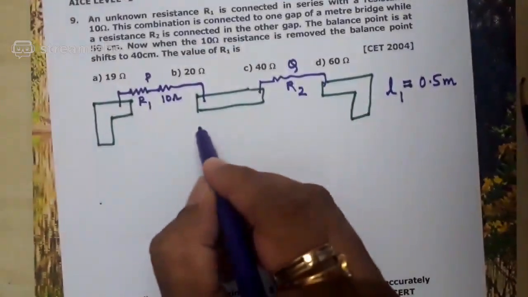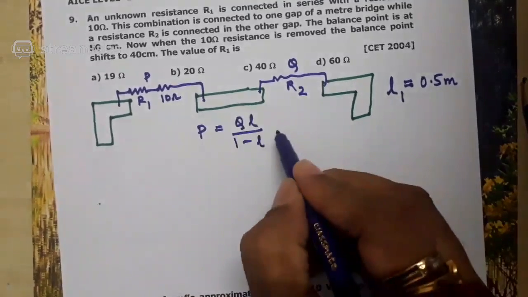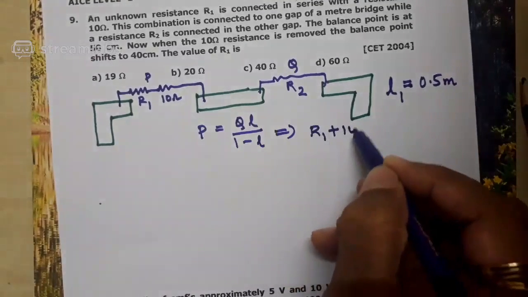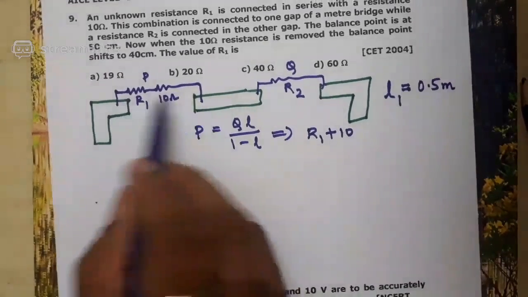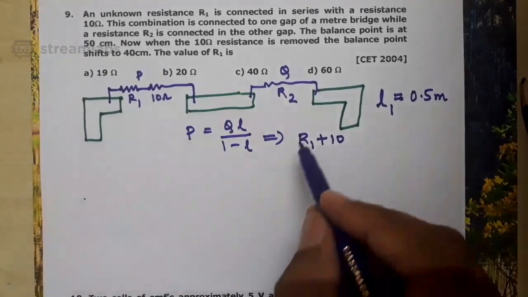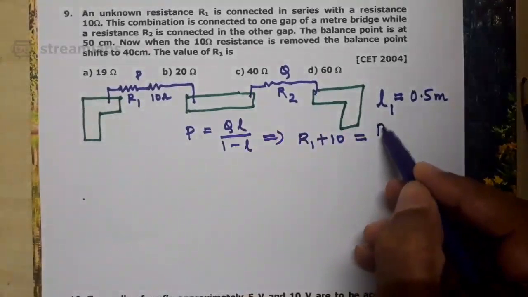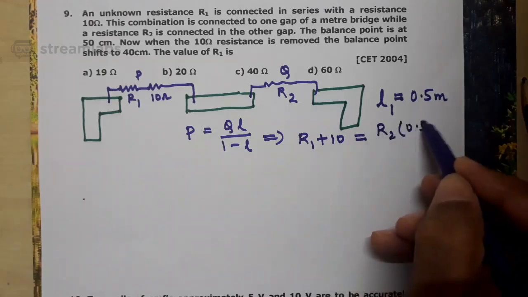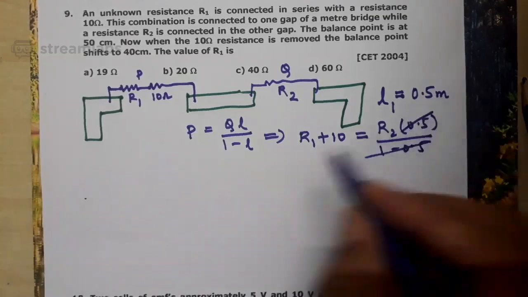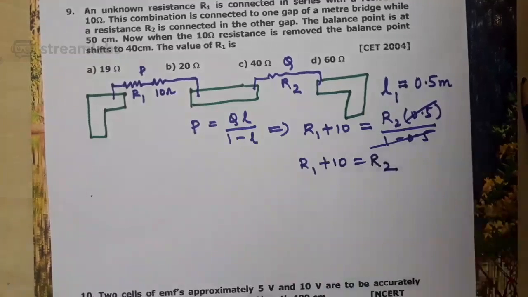Or you can use the formula, I don't mind. P is equal to Q into L by 1 minus L, which implies, what is P? It is R1 plus 10, because P is nothing but effective resistance of the left gap. R1 and 10 ohm are connected in series, no. R1 plus 10 is equal to, what is Q? Q is R2, balancing length is 0.5 by 1 minus 0.5. This will get cancelled. So you will get the first equation as R1 plus 10 is equal to R2, correct?